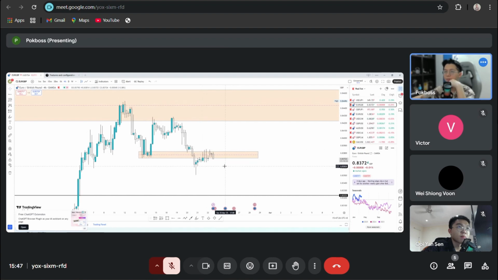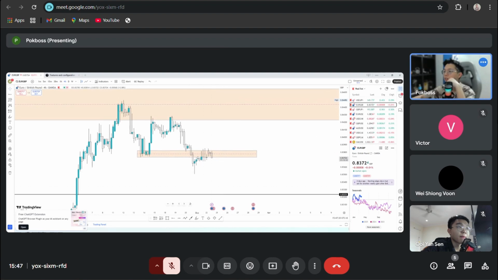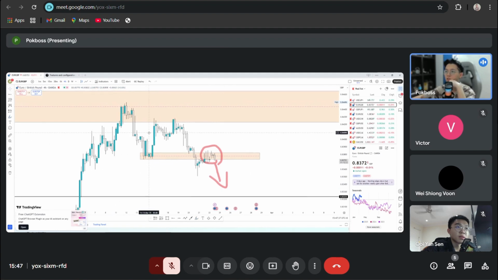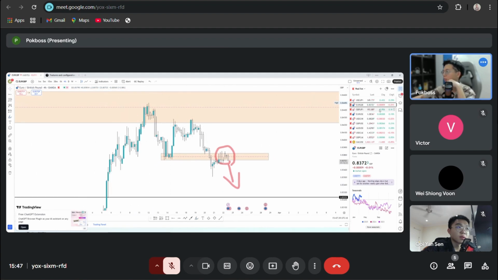So we will just stand by. But you can pay attention to this zone. Pay attention to this pair. Wait for the confirmation first, and then we enter the trade. If there is no confirmation, we will just sell from the market.